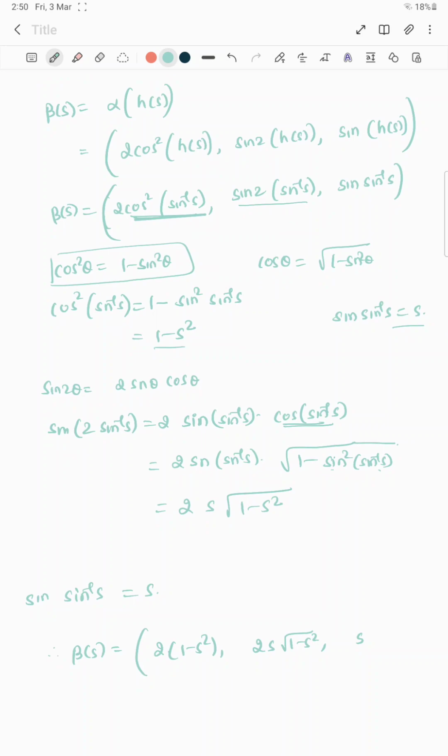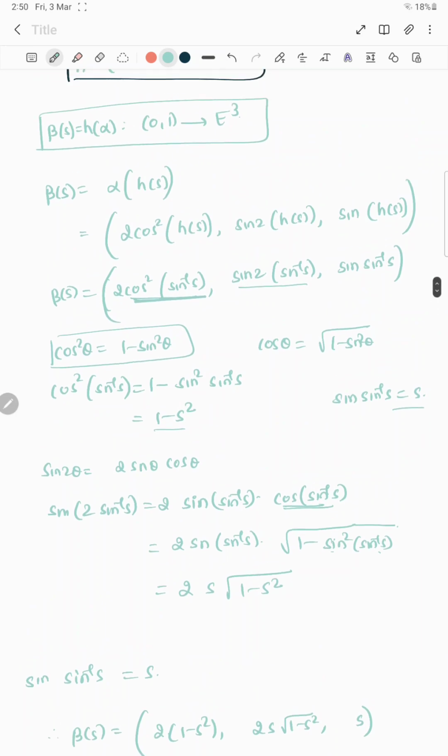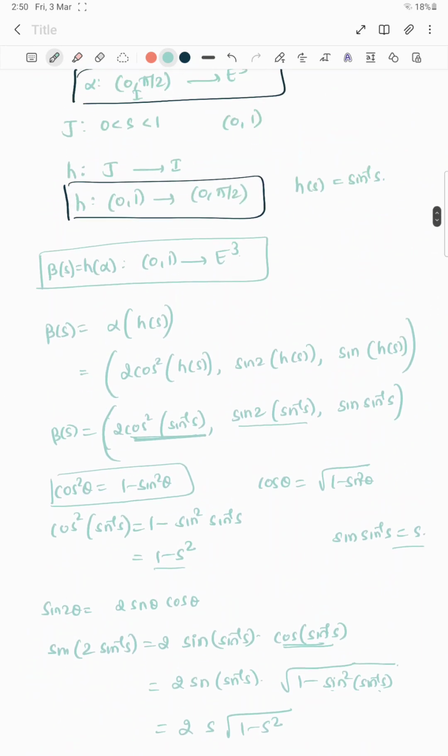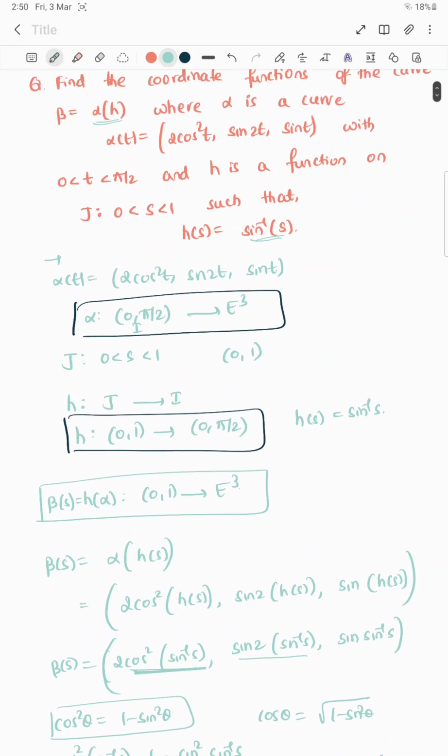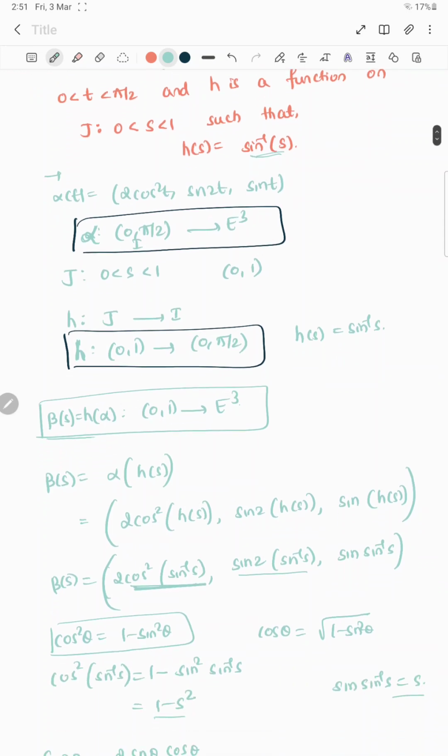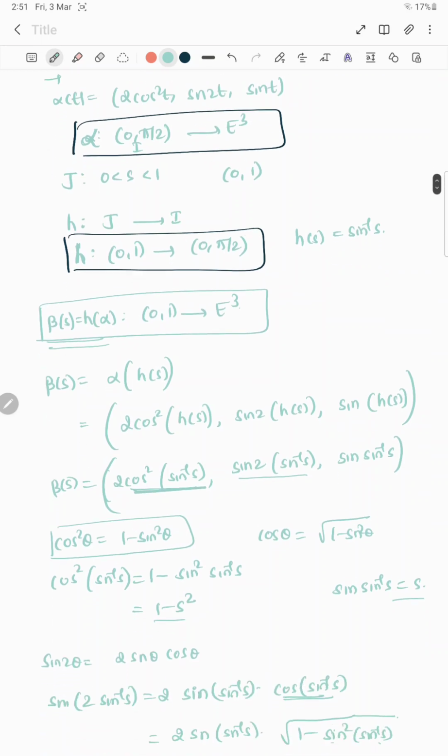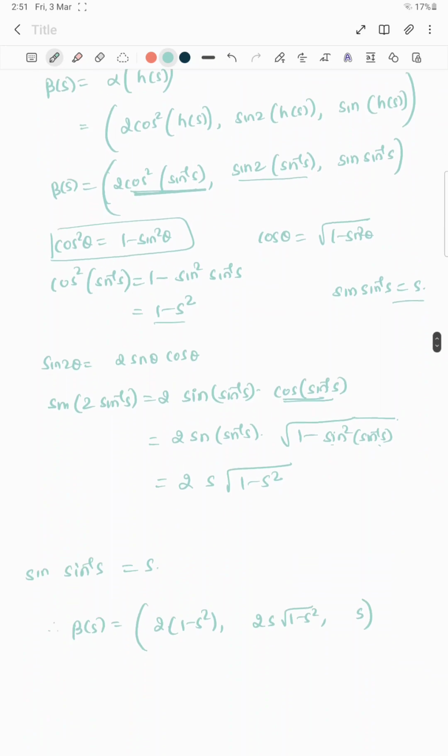So this is about how to find the coordinates of the reparametrized curve beta. It involves finding the composition of two functions. One is a curve in E3, another one is a differentiable function. Alpha is a curve in E3 and h is a differentiable function. By composing both of them, we arrive at the reparametrized curve. So this is how the reparametrization of the given curve with the help of a differentiable function follows.